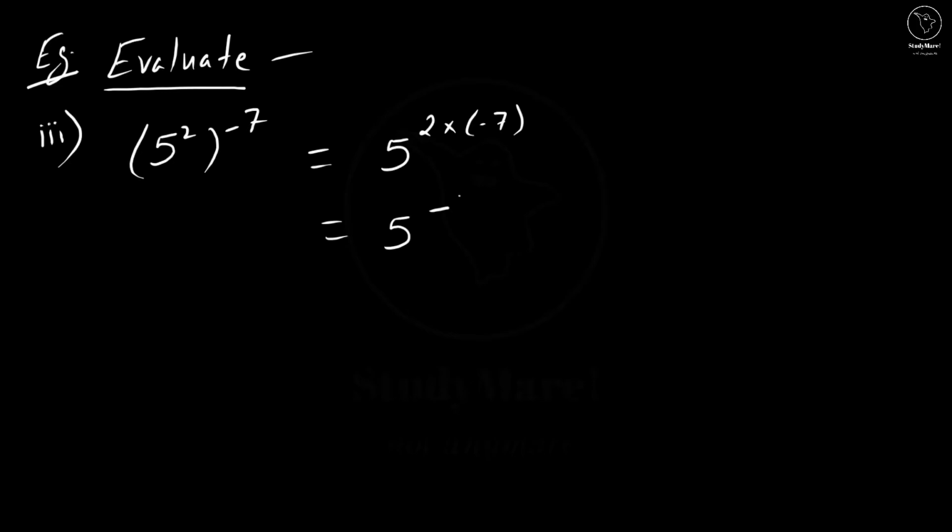Our third example is 5 square whole to the power minus 7. Applying a to the power m whole to the power n is equal to a to the power m into n, we get 5 to the power 2 into minus 7, equals 5 to the power minus 14, which equals 1 by 5 to the power 14.